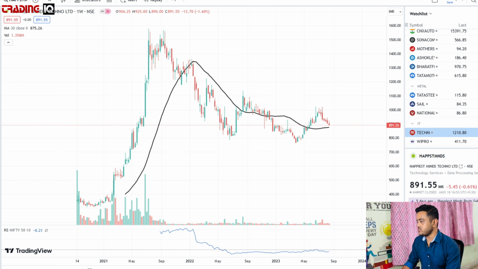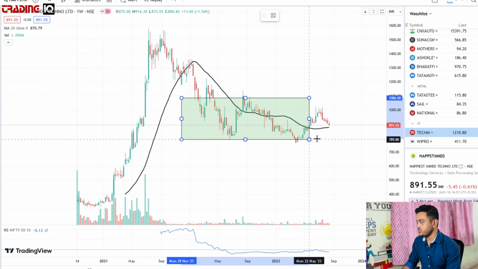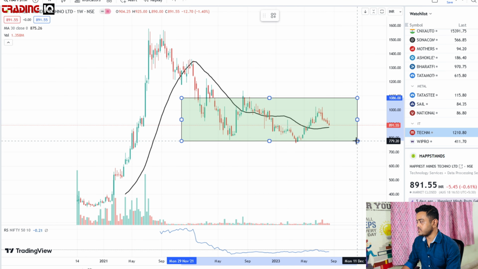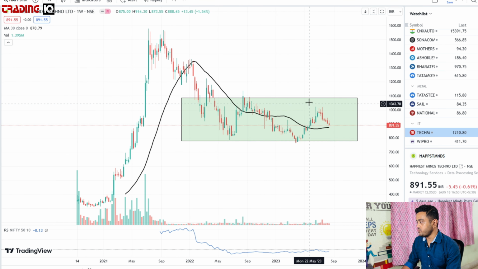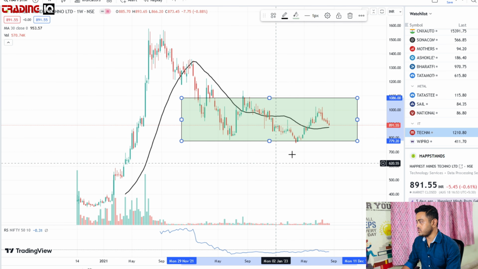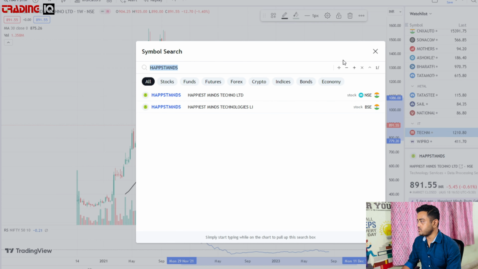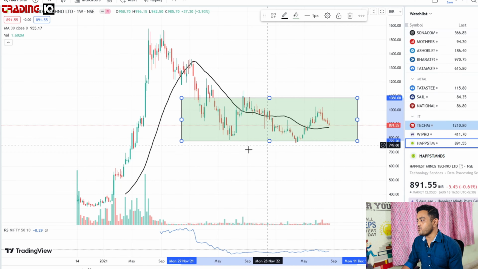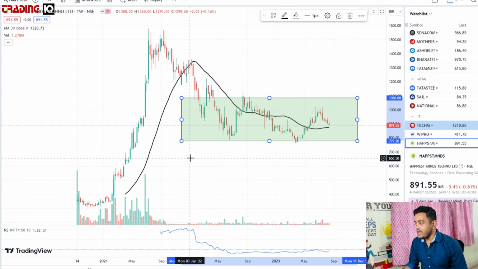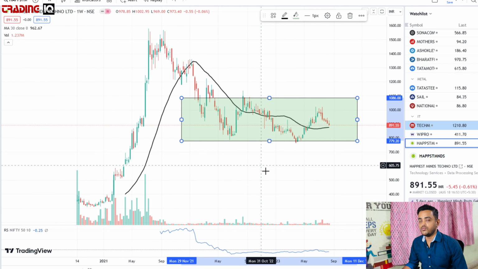So Happiest Minds, you see it's in stage 1 base. It is clearly creating a stage 1 base, and the upper level of this base is 1088. So I won't mind adding this to the list, because it will take some time. This is what you have to do when you're adding a stock to the watch list. It might take a year or 2 before you can even put an entry in that stock, because it has to meet the criteria.